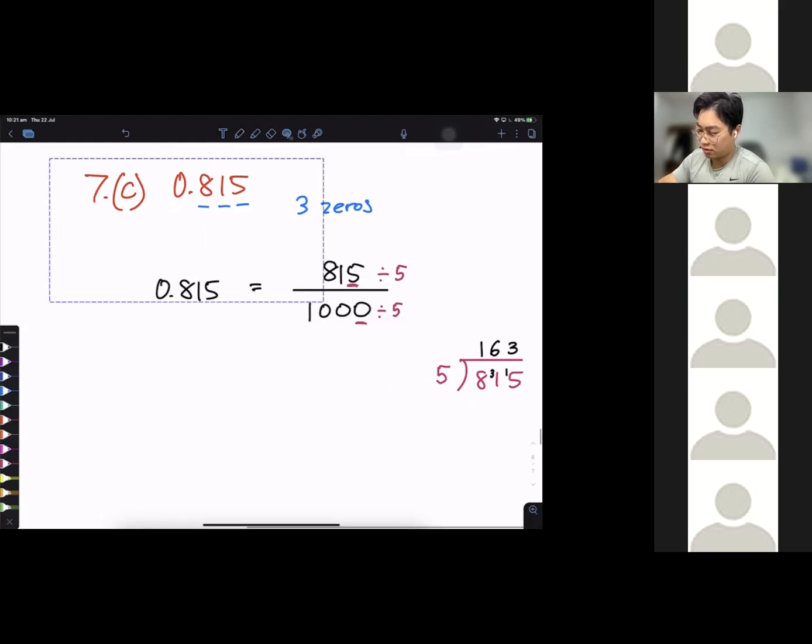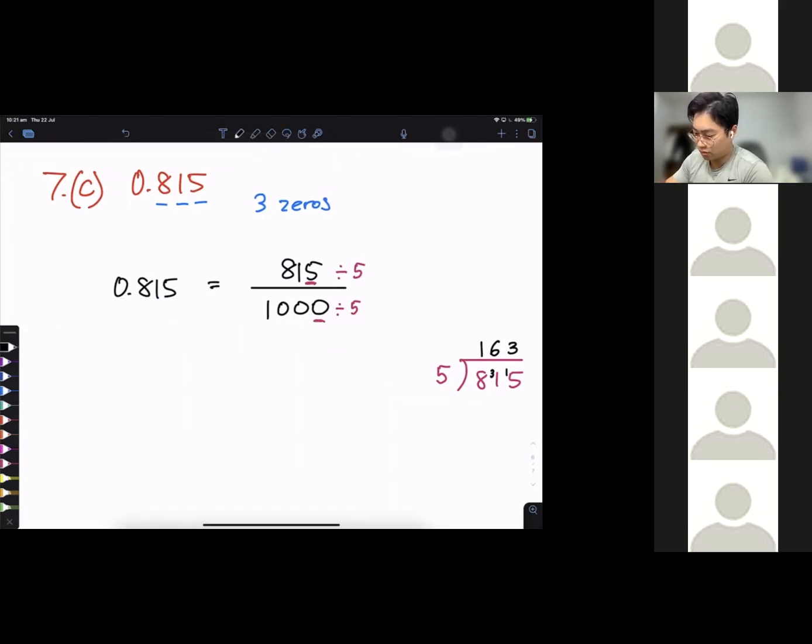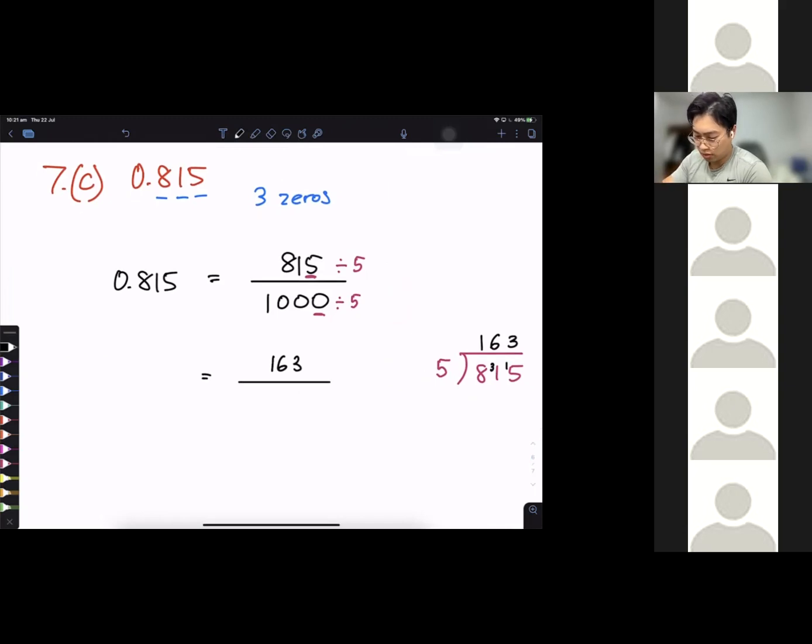So that means that our top number now becomes 163. I'll just shuffle this across here. Our numerator is 163. And what's 1,000 divided by 5? Whoops, I should space out the numbers a bit.